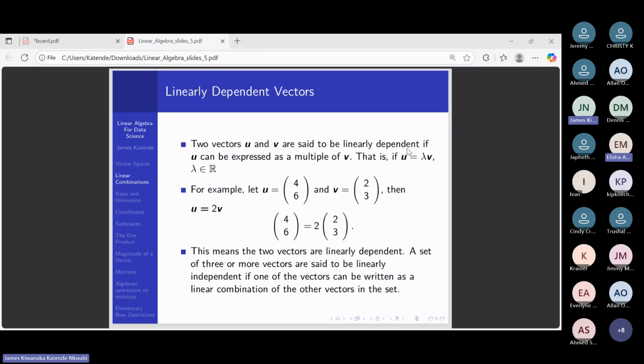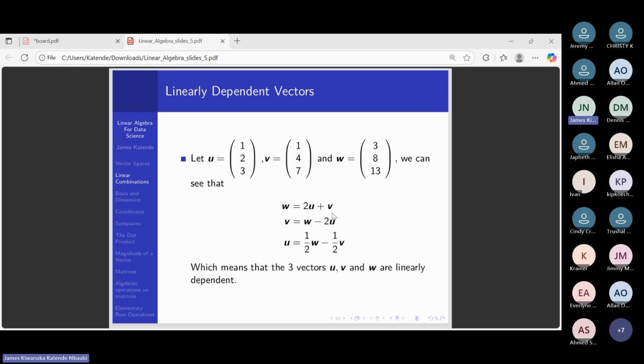And for two vectors to be linearly dependent, you just need to show that one is a multiple of the other. So that's easy. But now you say that set of vectors is linearly dependent. Okay? Yes. So good. So you can extend this to the general case.